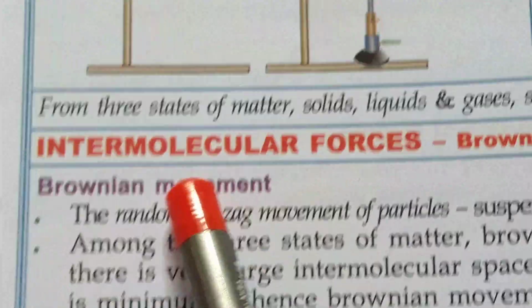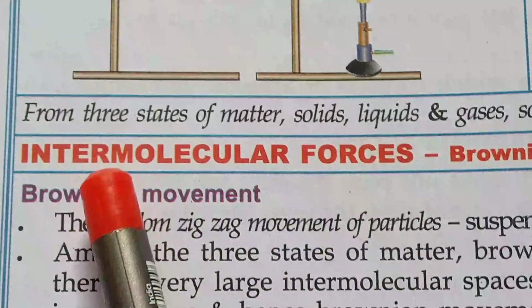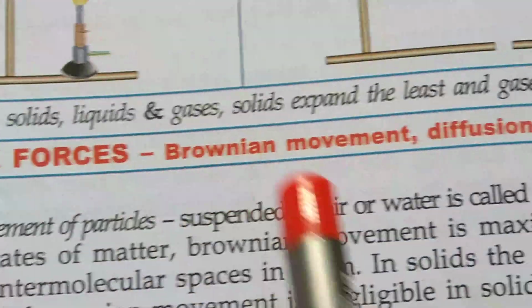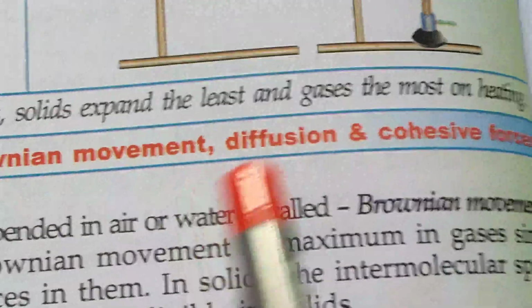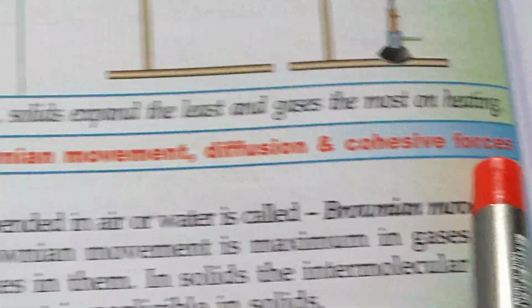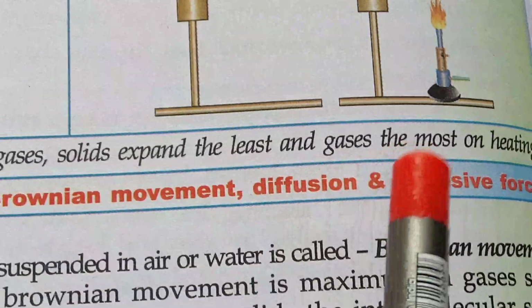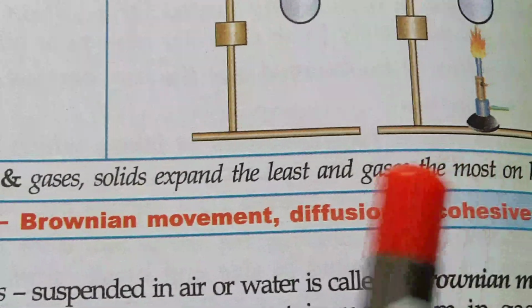So the last portion of this chapter: intermolecular forces. These are Brownian movement, diffusion and cohesive force. These three definitions are very important and you should try to understand them.